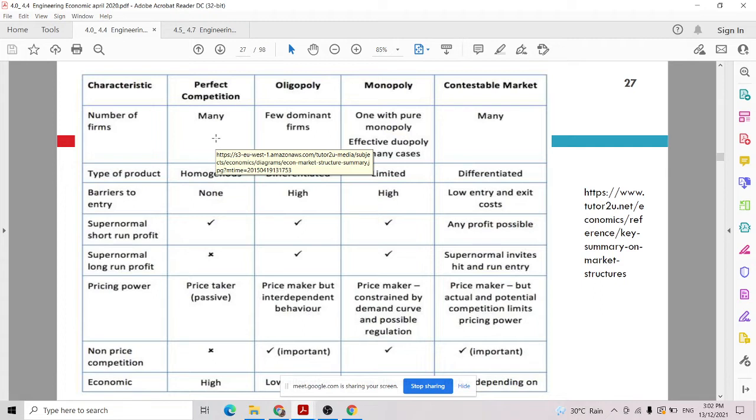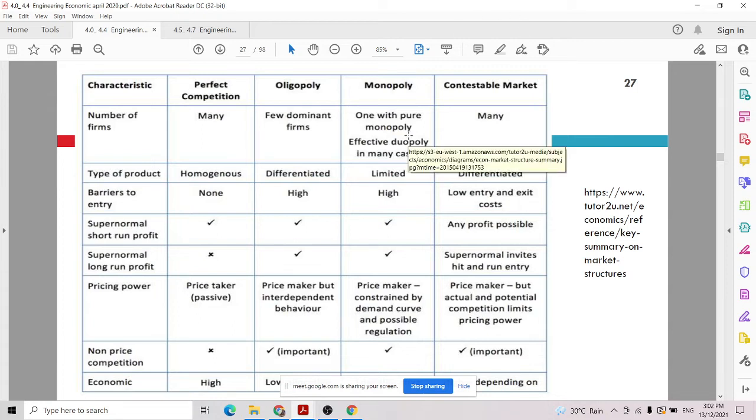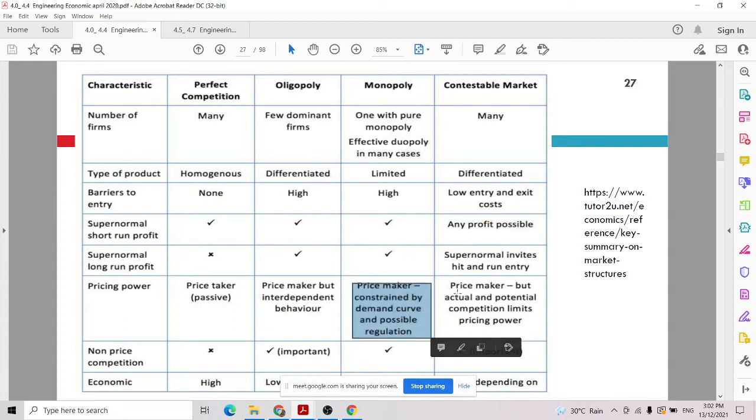Depending. For oligopoly, there are a few dominant firms, which is also controlled by the government. And then monopoly, of course, is only one player, and it is very stringent with the law. It's controlled by the government. The monopoly price maker is constrained by the demand curve and also regulation. So you can control the market, but at the end of the day, the government will restrict you with regulation.